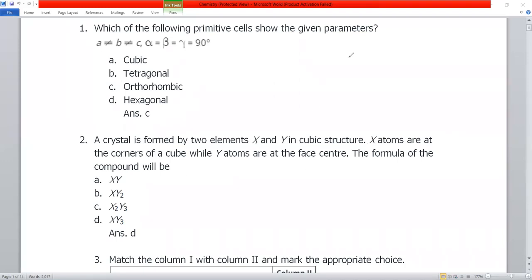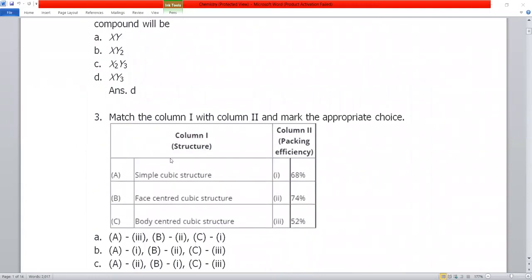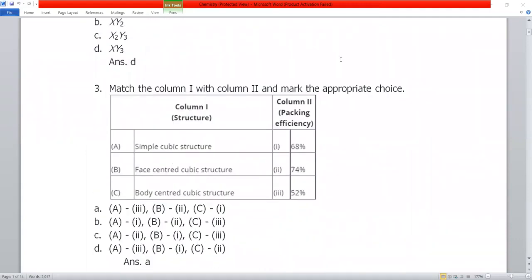Next, question number 3. Match the following. This is a direct question, students. They have given in column 1 simple cubic system, face center and body center, and packing efficiency in column 2. We have to match these. Simple cubic has 52%, face center is 74%, and body center has 68%. So option A is the correctly matched one here.